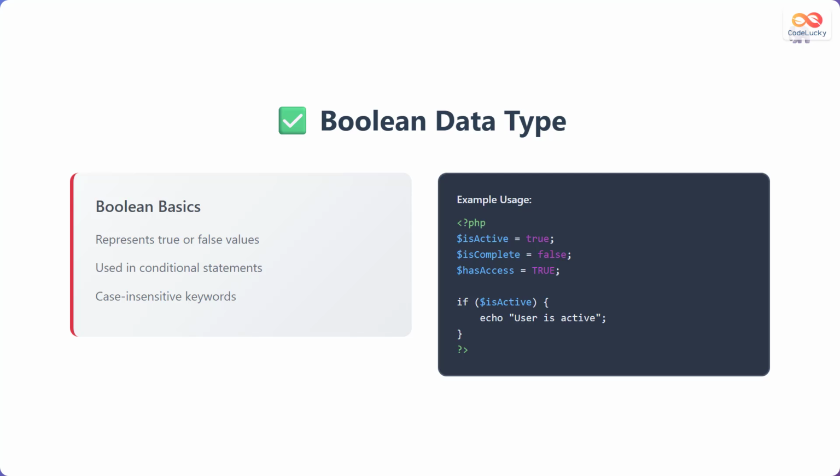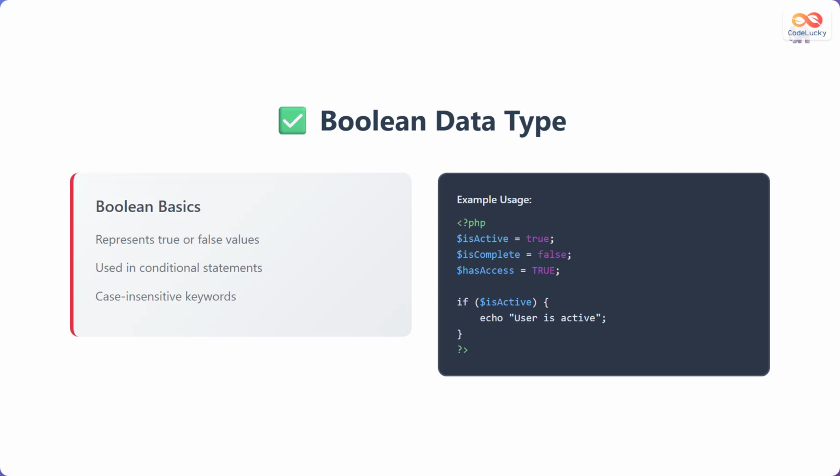The Boolean data type represents a truth value, which can be either true or false. Booleans are commonly used in conditional statements to control the flow of your program. For example, to decide whether or not a certain block of code should be executed.